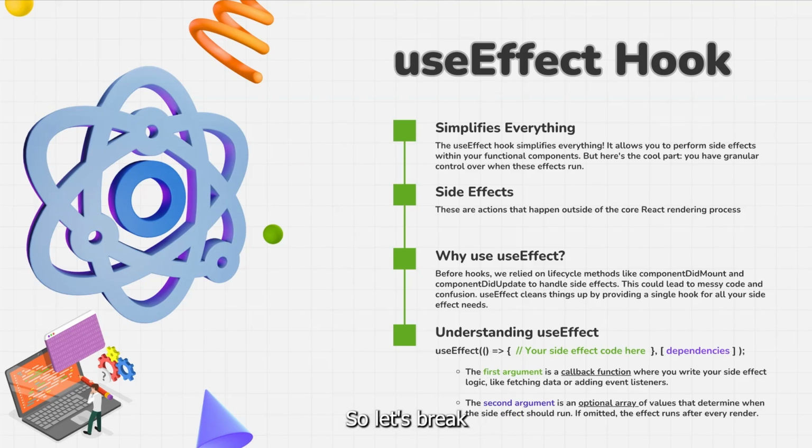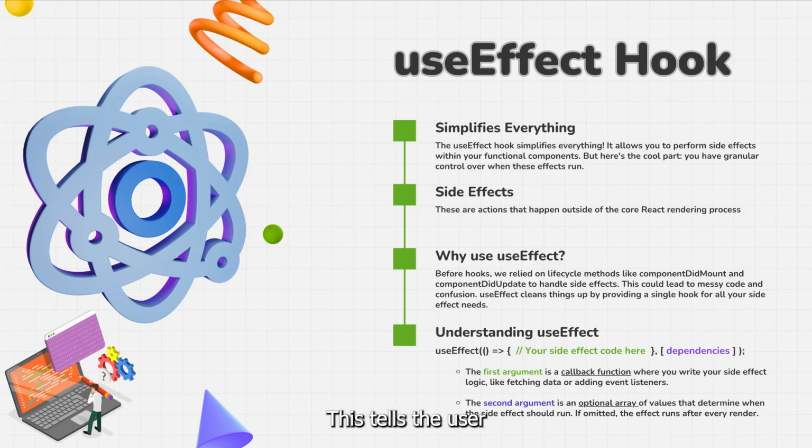Okay, so let's break down the useEffect hook. The useEffect hook takes two arguments. The first one is the callback function. This function contains the actual side effect logic that you want to run. It can be things like making API calls, setting up timers, or adding event listeners. And then the second argument is your dependency array, which is optional.